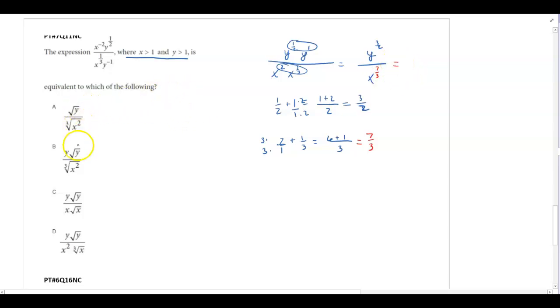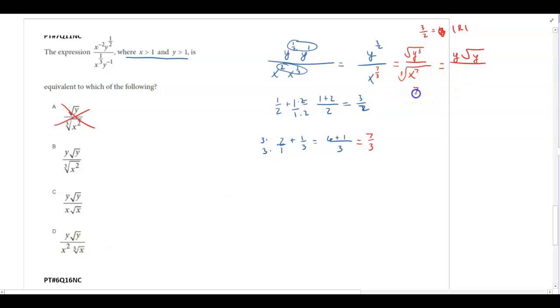Now notice, none of these are written with rational exponents, so I'm going to rewrite this as the square root of y to the 3rd over the cube root of x to the 7th. Well, when I take this exponent and divide it by the index of 2, I get 1 remainder 1. So I have 1 y on the outside, then 1 y on the inside. Just by knowing that, I can eliminate A right now.